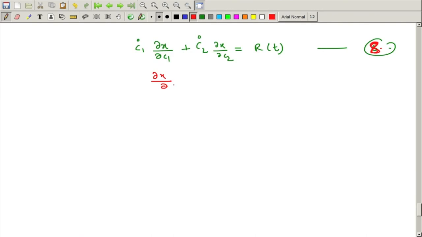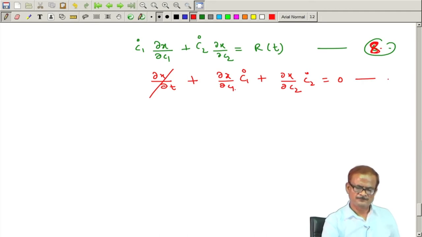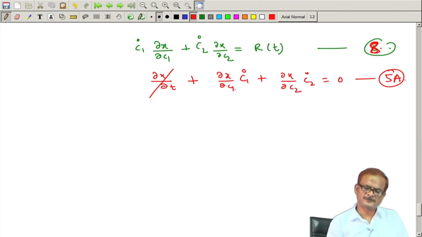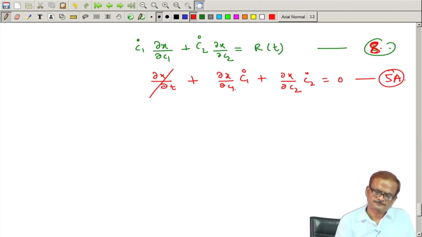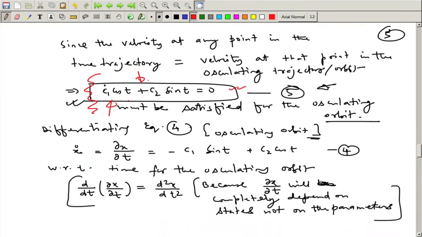Okay, let me write here itself, this dou x by dou t, this part we have to just remove. The other part is dou x by dou c 1 times c 1 dot plus dou x by dou c 2 times c 2 dot, this equal to 0. So, this represents your equation number 5. So, rather than writing this 5, I will write this as the equation number 5 a, okay, because this equation we were treating.